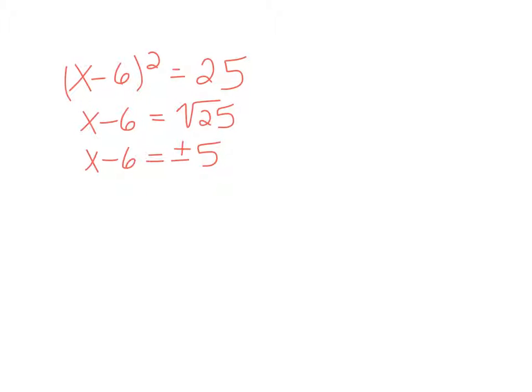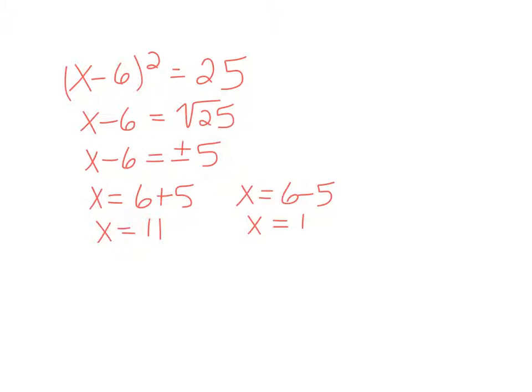So we're going to solve the equations. We would have x is equal to 6 plus 5, and x is equal to 6 minus 5, which means one solution would be 11, and the other solution would be 1.